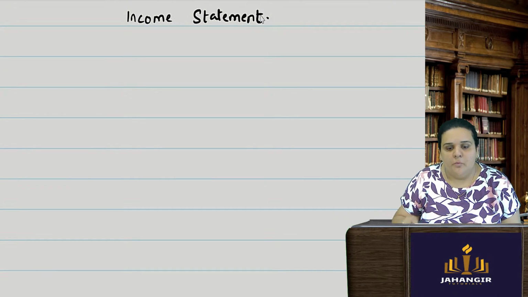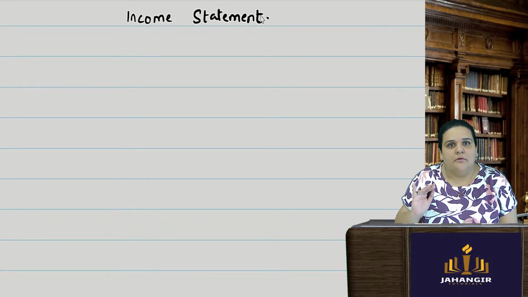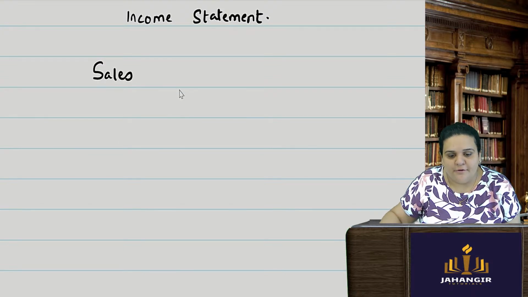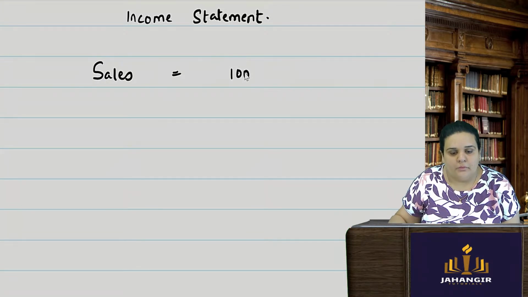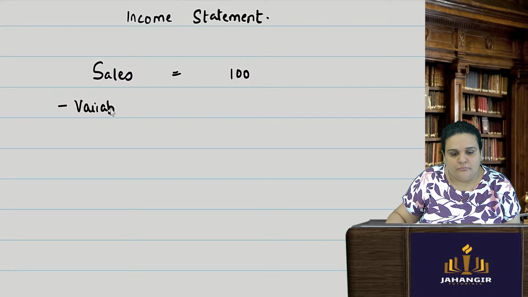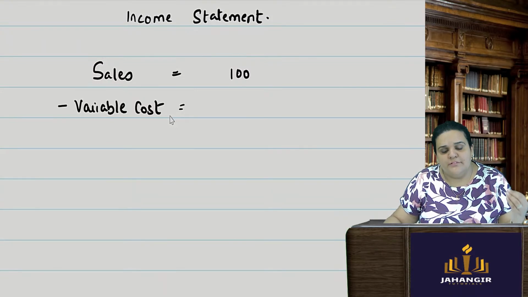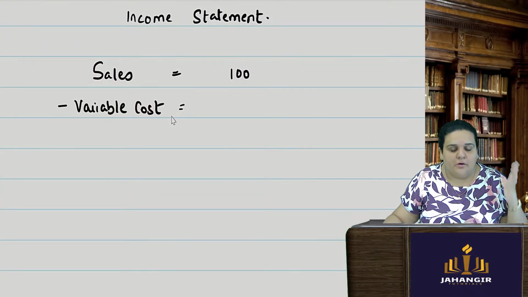Very important. Once we know our income statement, our formulas will automatically be known. We do not have to mug up. So first I start with my sales. For example, my sales is say 100, minus my variable cost, which varies directly with the sales, directly related to sales. The amount of sales I do, the amount of variable cost I will have.